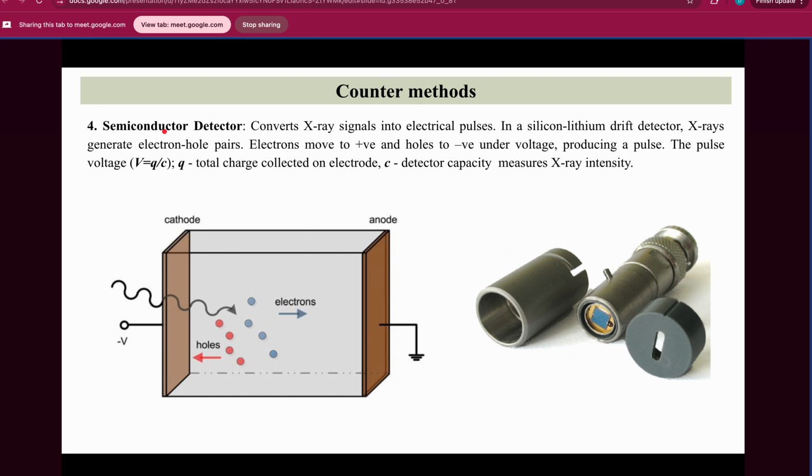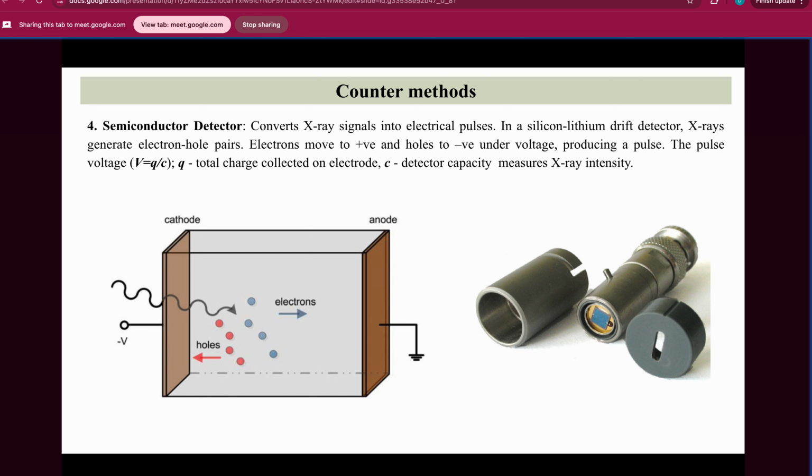And then there are semiconductor devices. In this case, they convert the X-ray signals into electric pulses, and there is a silicon lithium drift detector, where X-rays generate electron hole pairs. As you can see here, the blue ones are the electrons and the red ones are the holes. Whenever X-rays hit the silicon lithium drift detector, they will break down and generate electrons as well as holes.